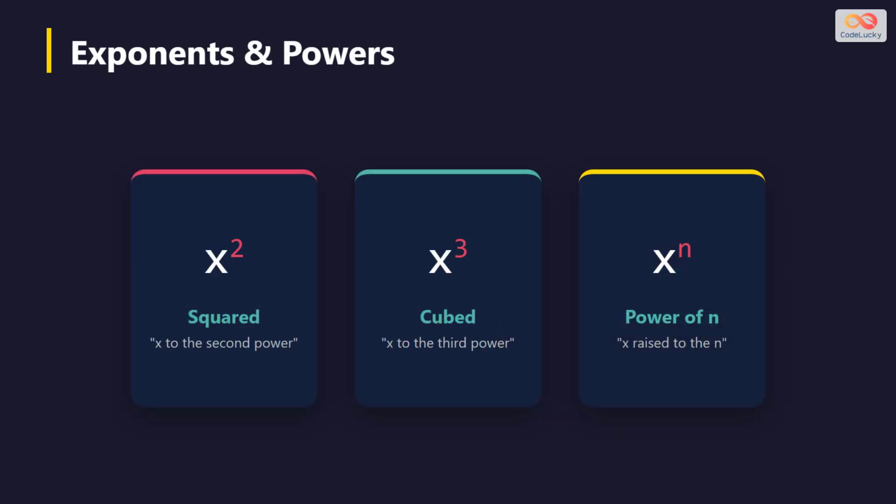Small numbers at the top right are exponents. An exponent of 2 is called squared. An exponent of 3 is called cubed. For any other number, we simply say to the power of. So x with a little n is x to the power of n.